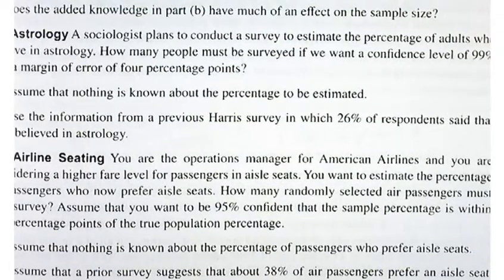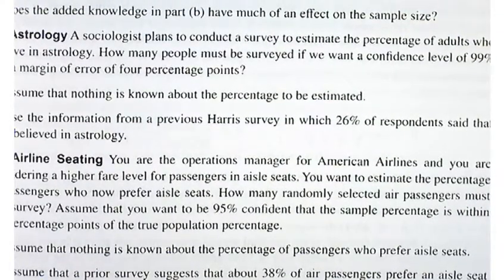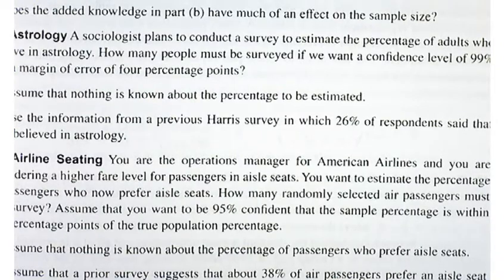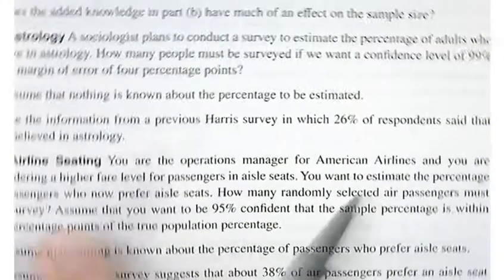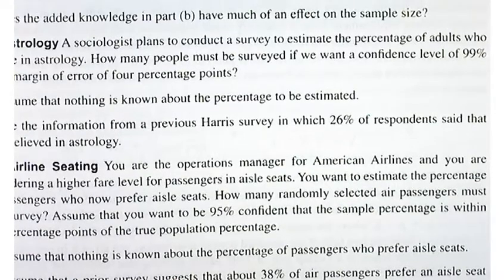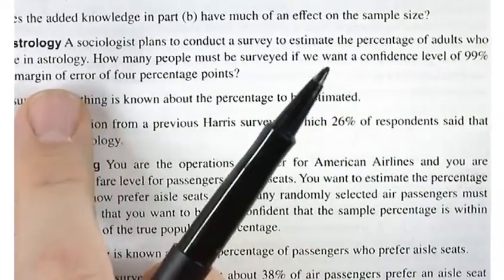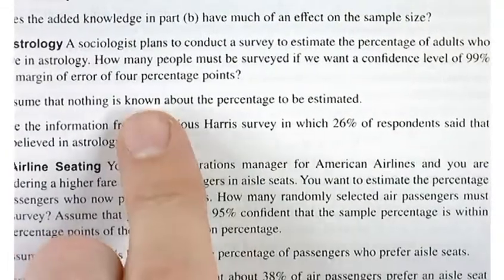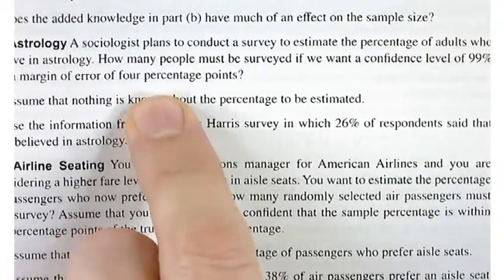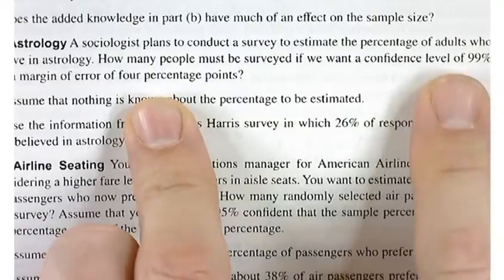A sociologist plans to conduct a survey to estimate the percentage of adults who believe in astrology. How many people must be surveyed if we want a confidence level of 99% and a margin of error of 4 percentage points? The margin of error is important along with our confidence level.